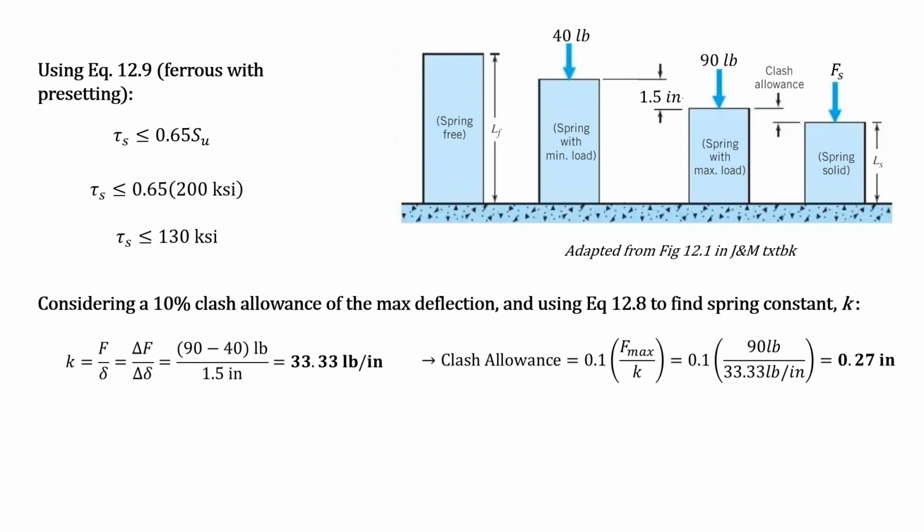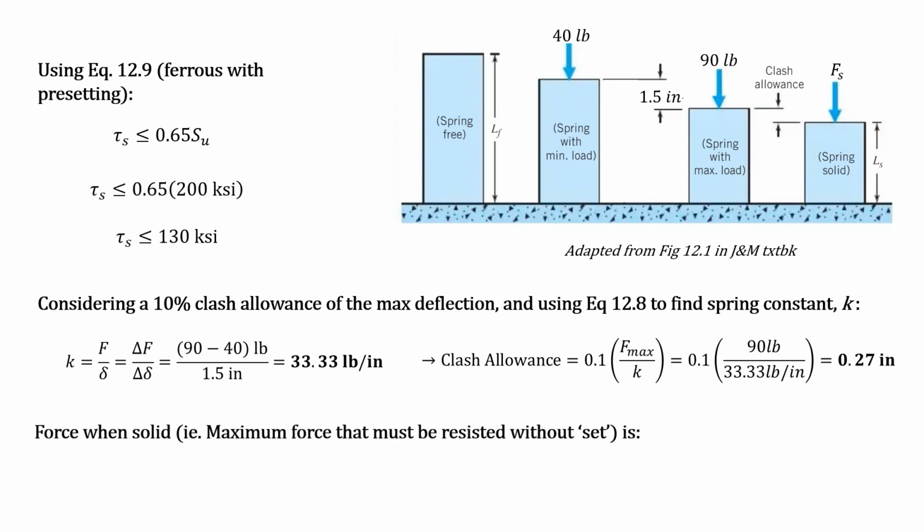And we can also solve for the clash allowance. And if we carry that through, we have our 0.27 inches for the clash allowance. And the last thing we can solve for is the force when solid, so the max force that must be resisted, that Fs value, where we have our spring with the maximum load, and then we're including that clash allowance change in length and rearranging that. So we have our 33.33 pounds per inch times the 0.27 inches, we get 99 pounds.